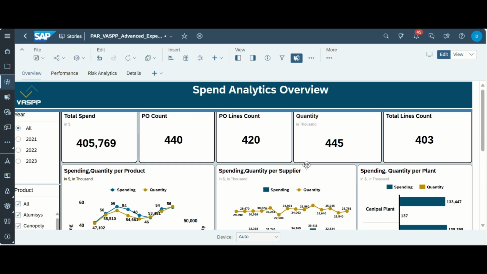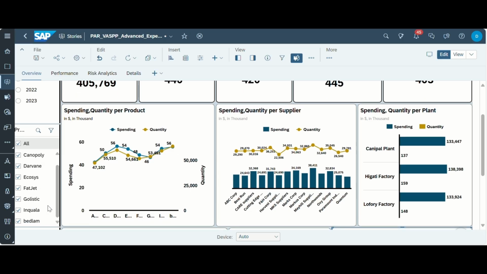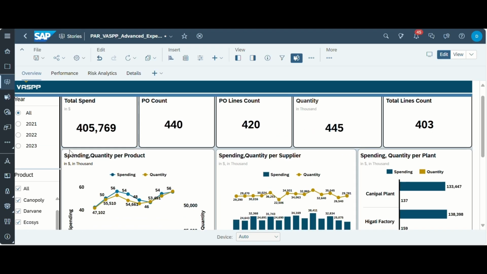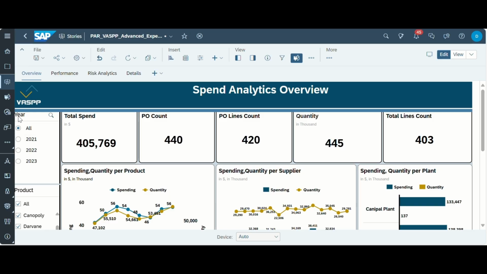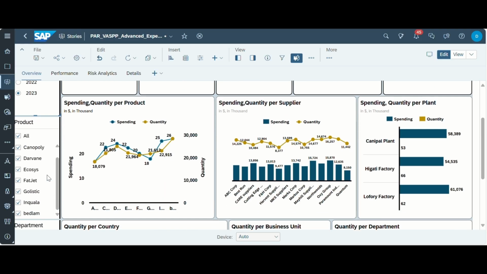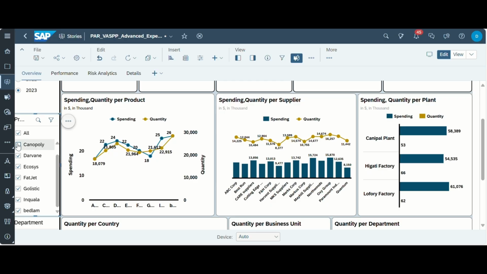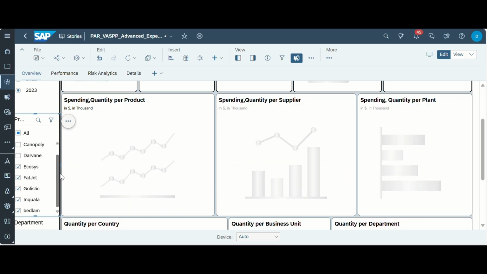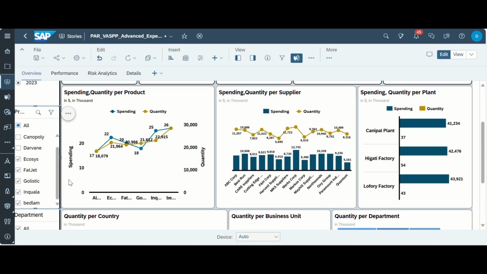To make your analysis even more focused and relevant, the dashboard comes with powerful filtering and drill-down capabilities. With just a few clicks, you can filter data by year, allowing you to compare current performance with previous years or focus on a specific time period that matters to your analysis. You can also filter by product. So if you're interested in understanding the spend trends or quantities for a particular item, you can isolate it instantly. No need to sift through unrelated data.